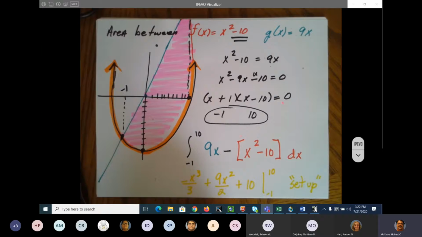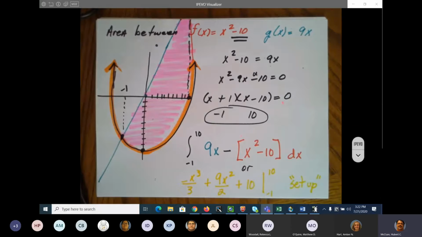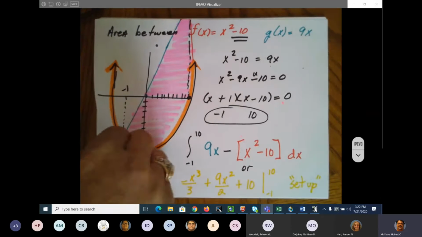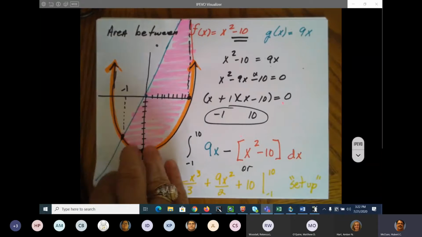All right, so there's the setup. And you can either have the setup before the antiderivative or the setup after. And I'm not going further than that because that's one of the questions that was sent to me. The other question that was sent to me is this one. But that was a test question, and this could be a test question.